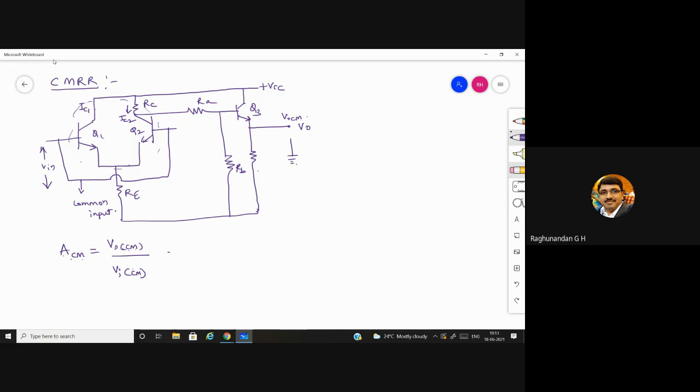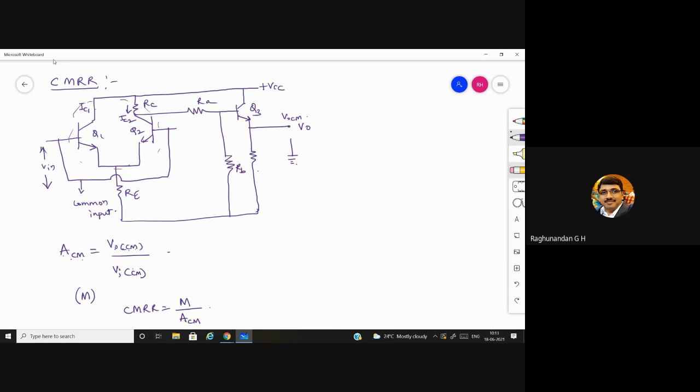The open loop gain is sometimes represented as M. Okay, the open loop gain is represented as M, and we can take it as AD also. So CMRR will be given as M by ACM. So we were telling CMRR is the ratio of the differential gain to the common mode gain.